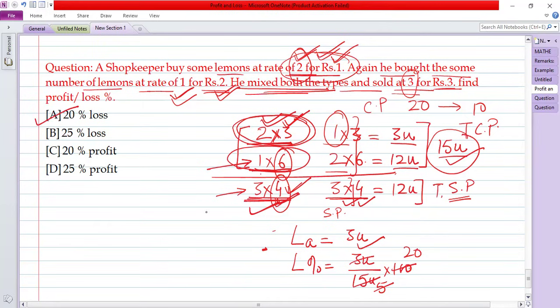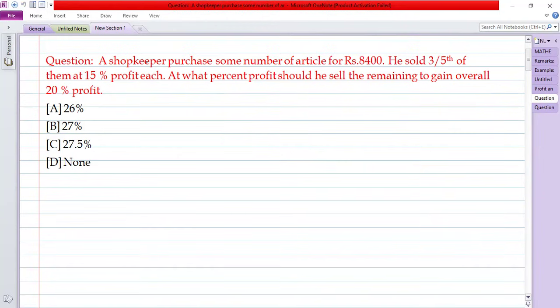So here once again, in this type of questions, what is our basic technique? It is to make the number of articles the same. So here a shopkeeper purchased some number of articles for this much amount. He sold 3 by 5th of them at 15% profit each. At what percent profit should he sell the remaining to gain overall 20% profit? So here, first it will be 5, then 2, and then 3.